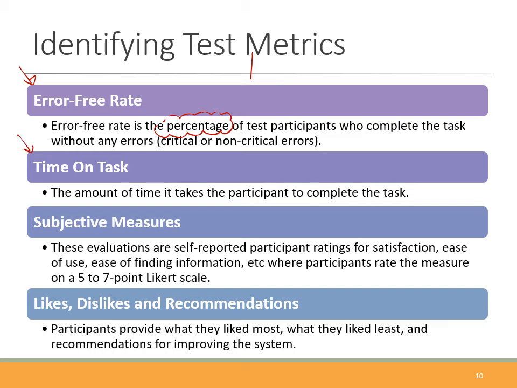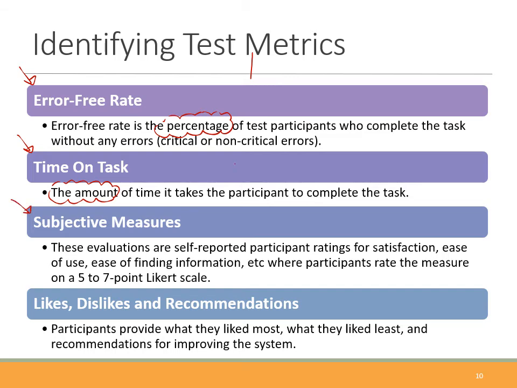The second test metric here, which is very commonly used, is time on task. That is, it defines the amount of time that it takes the participant to complete the task. So you may need to measure the time from the starting of performing the task until the completion of the task. How long does it take? How many seconds, how many minutes after you assign a task does the user fulfill the task and complete the task without error.